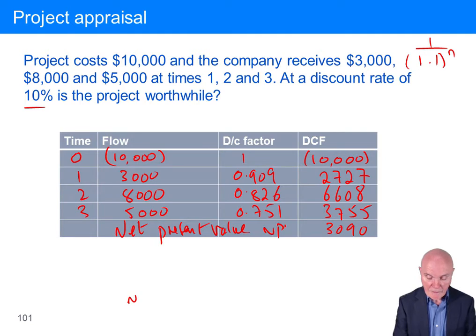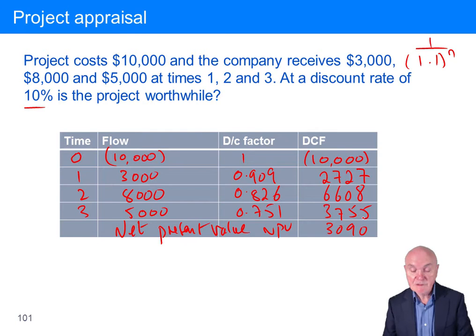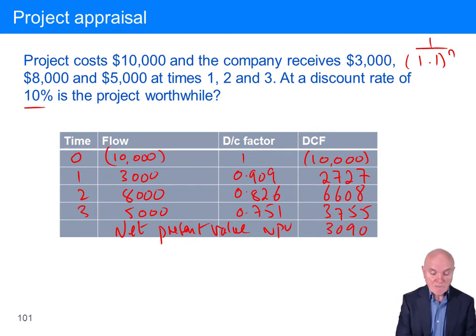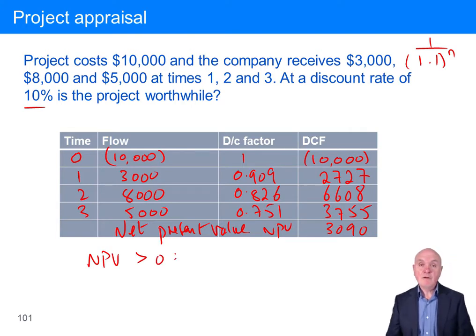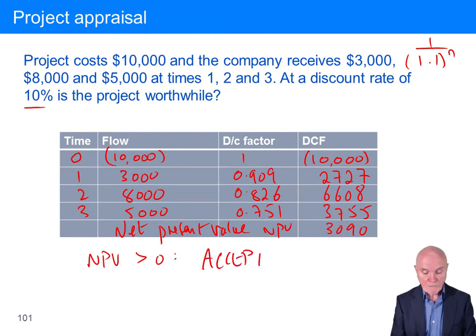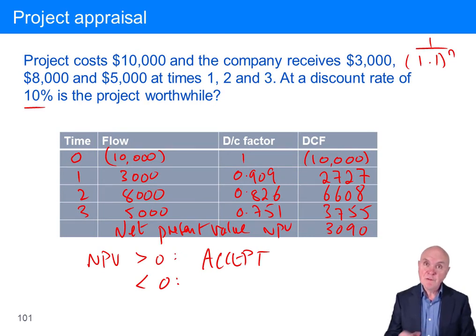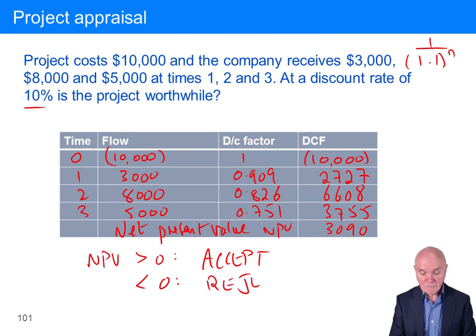Or NPV. It simply is the net of the present values of the inflows and the outflows. So it's 3,090. The rule is if the net present value is greater than 0, you've made money. The present value of the inflows exceeds the present value of the outflows, and you would accept the project. If it's less than 0, that means the present value of the outflows is greater than the present value of the inflows. You're losing money, and you can avoid that by simply rejecting the project.